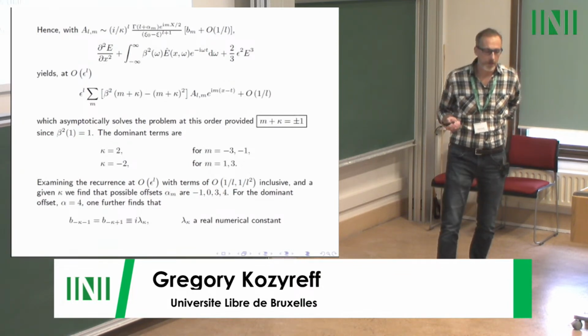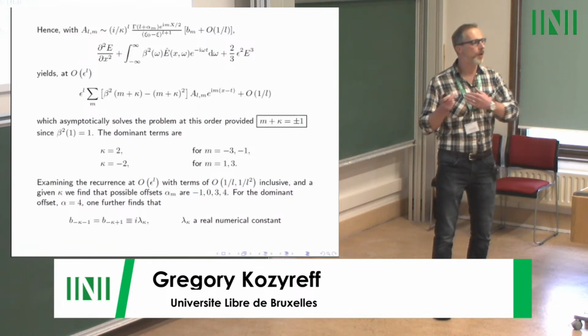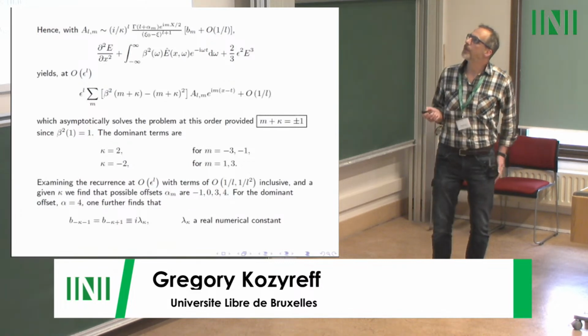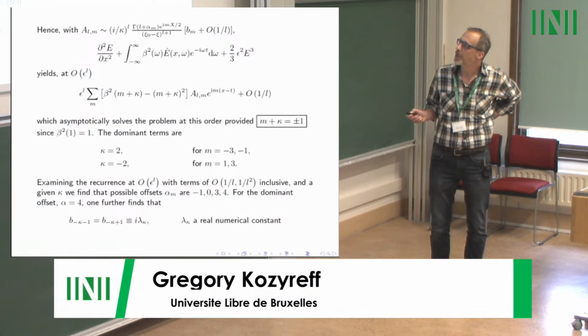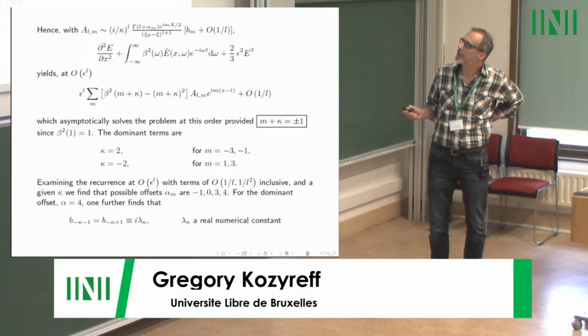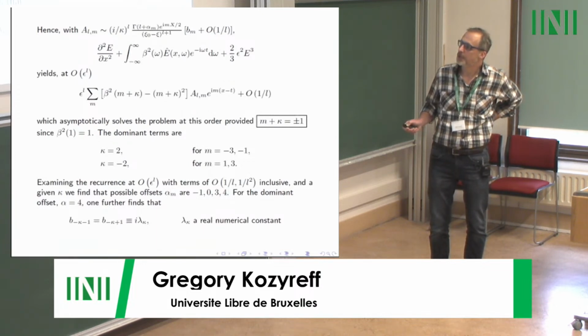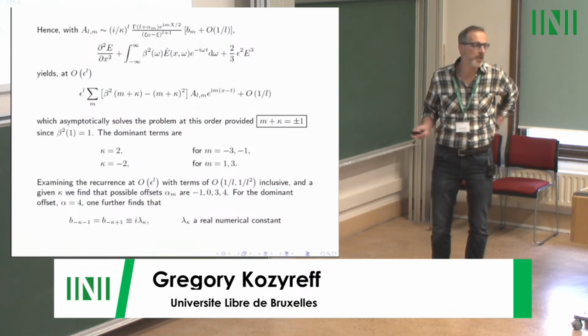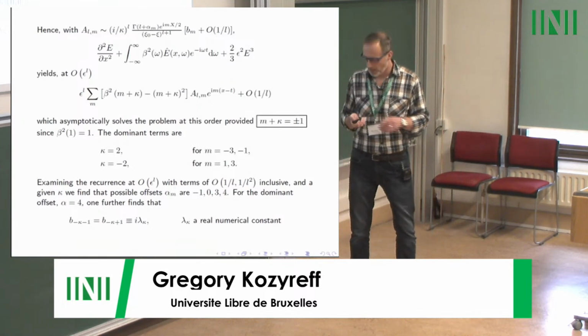Okay? And if you are brave enough to continue the calculation and include the order 1 over L and 1 over L squared terms, then you will find the value of this offset here. There are 4 possible values, and the largest one is equal to 4. In that case, the 2 harmonics that are related to a given value of kappa have the same sign, and they're actually purely imaginary. So it's i times lambda k, where lambda k is some numerical constant that can only be found numerically.